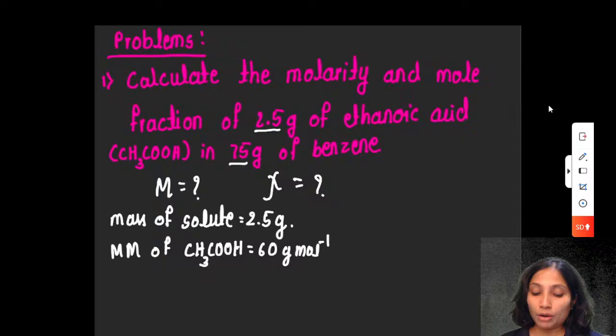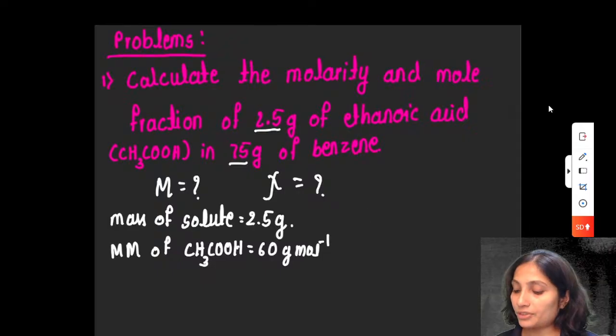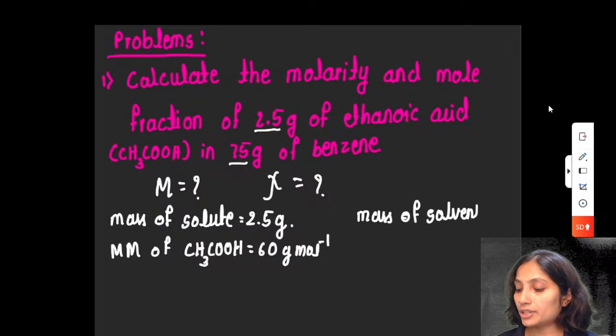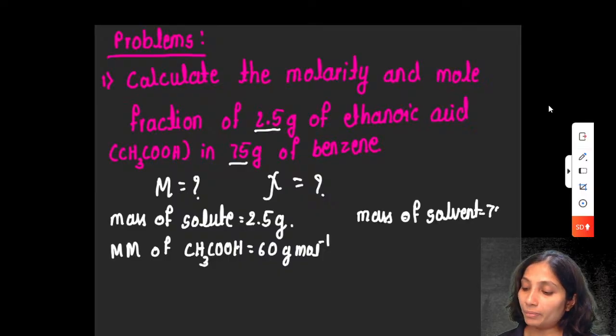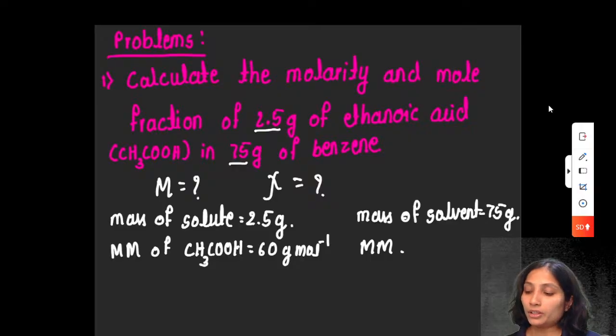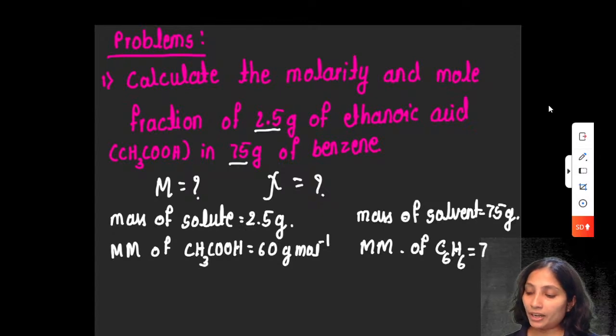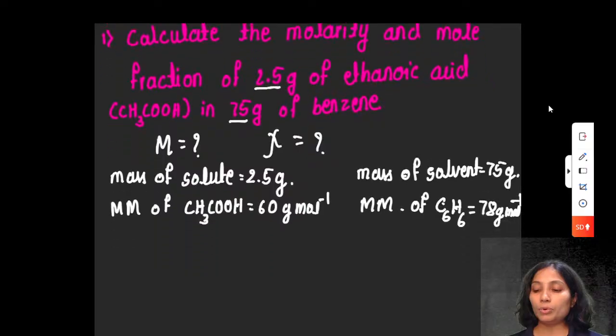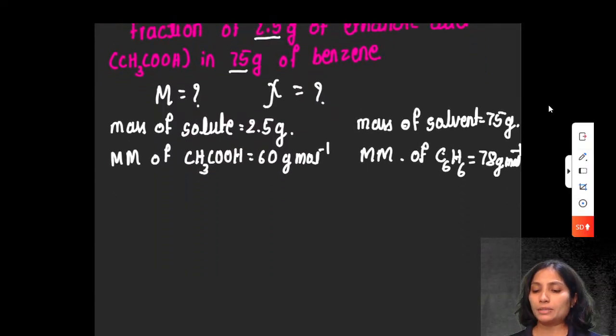Now come to the solvent side. What is the mass of solvent given? The mass of solvent is given as 75 gram. The solvent is benzene. What is the formula of benzene? C6H6. The molecular mass of benzene is 78 gram per mole. Now we have the mass as well as the molar mass of solute and solvent.